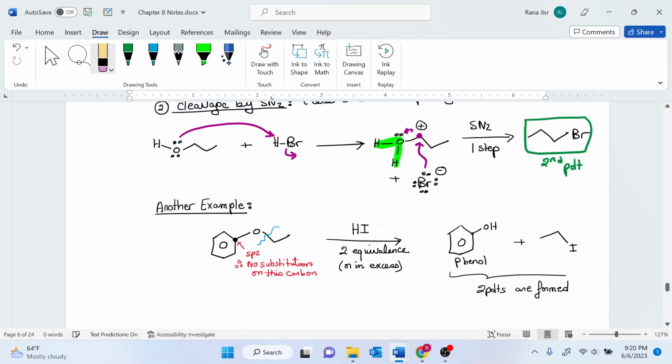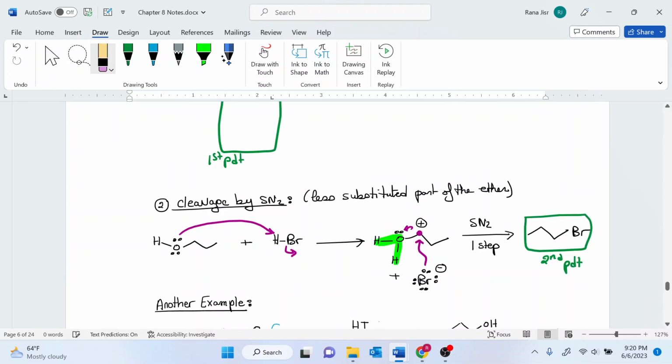So let's go ahead and consider another example here. We have to pay attention to the R group that is connected to the oxygen. Because if the R group is sp2 hybridized, there will be no substitution on that side. So that side will remain a phenol. And the other side, you can cleave it and add a halogen to it.